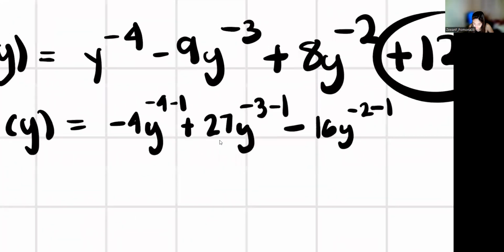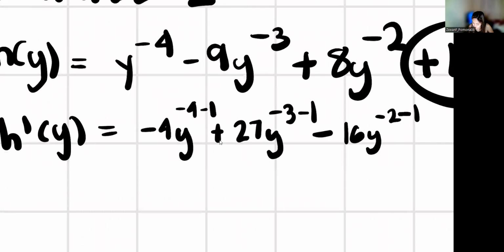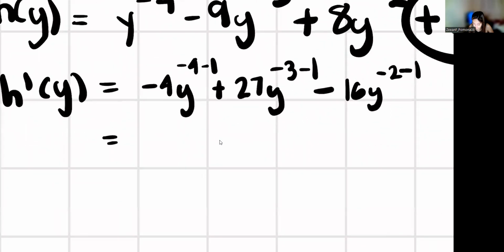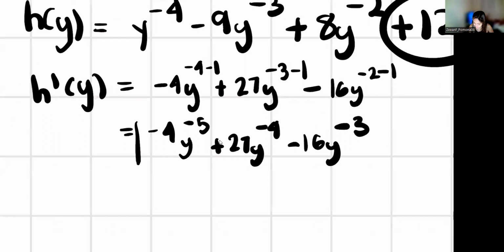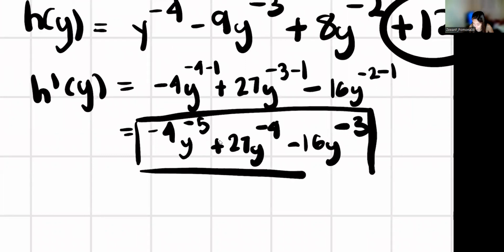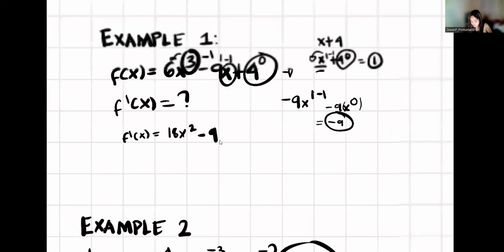So when you keep these in mind, when you do the subtractions in the exponents, you will get negative 4y to the power of negative 5, because negative 4 minus negative 1 is negative 5, plus 27y to the power of negative 4 minus 16y to the power of negative 3. Pretty simple, right? So that is your answer. It's not that difficult. When you first get these basics down, it's really easy to start doing derivatives.